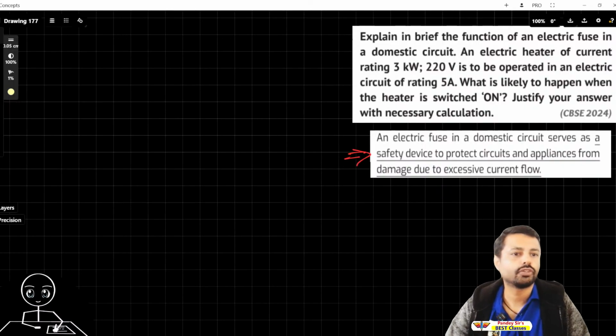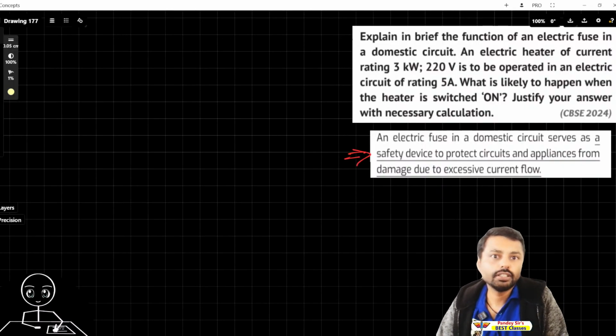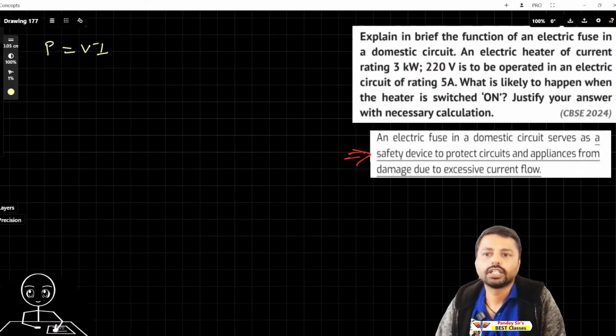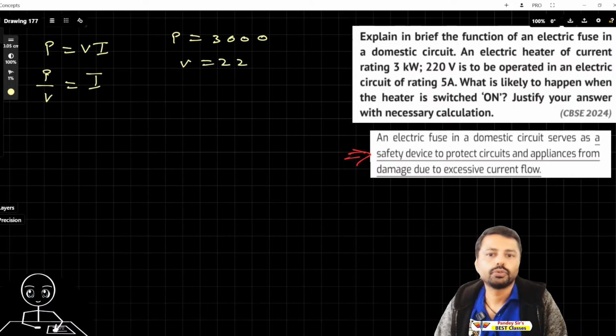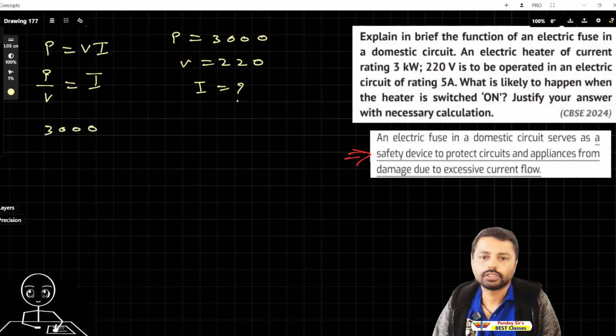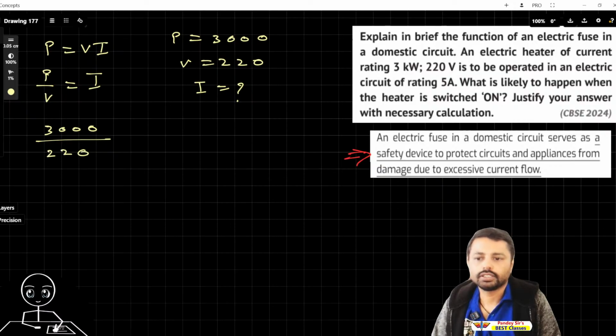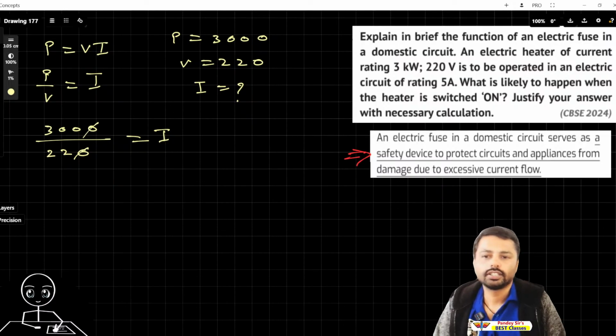Okay, and now they said what will happen. We need to find current. Which formula? P equal to VI. Okay, and now let's take V to that side. P by V equal to I. Now in this question, P is 3 kilowatt, that's 3000. V equal to 220, and I we have to find. So 3000 by 220 equal to current, that's I. 0 cancel. 300 by 22. We can just do that also. 2 11s are 22 and 2 150s are 300.